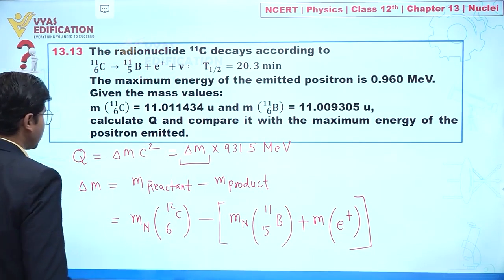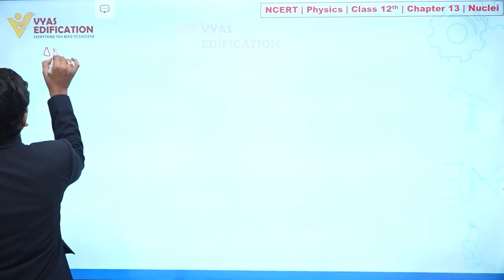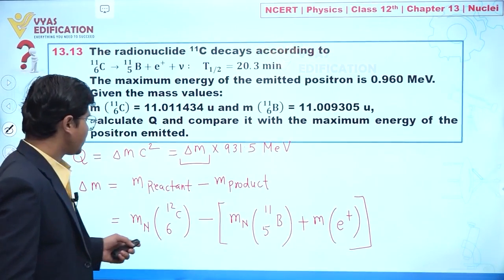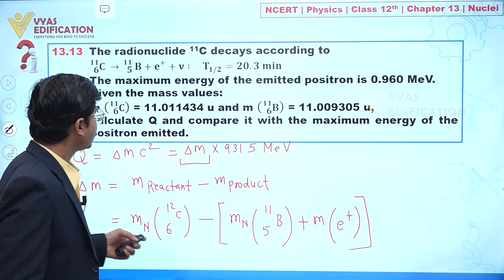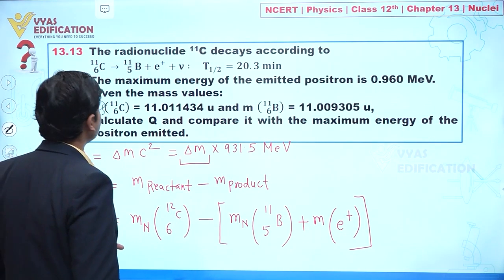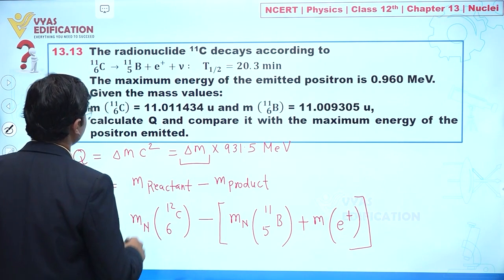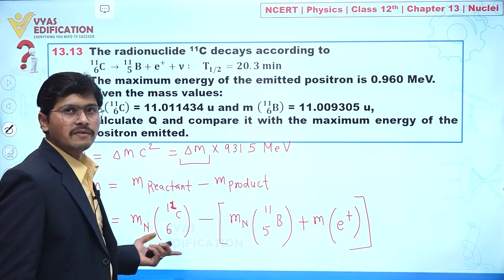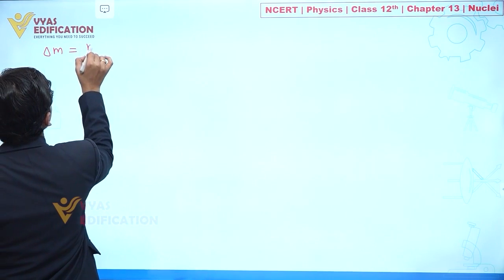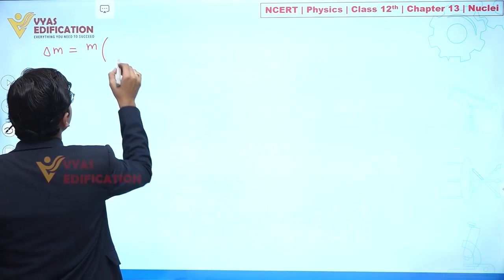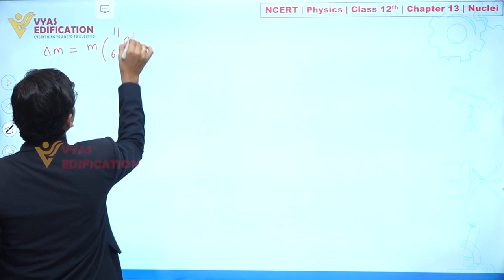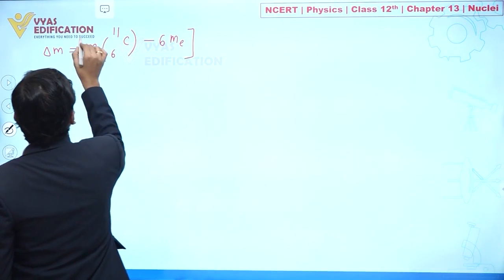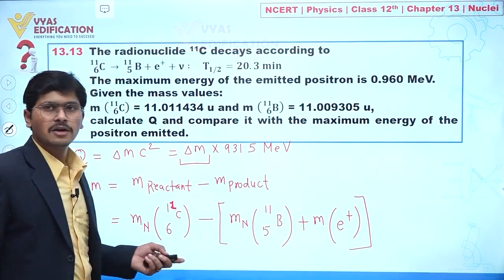So now concentrate, I am writing delta m, clear. This delta m is given by the mass of nuclei 6C11, clear. So can we write it like this, mass of 6C11, clear, minus, now the number of protons and number of electrons we have are the same, so this is 6 times Me, clear, this 6 times Me, then minus.